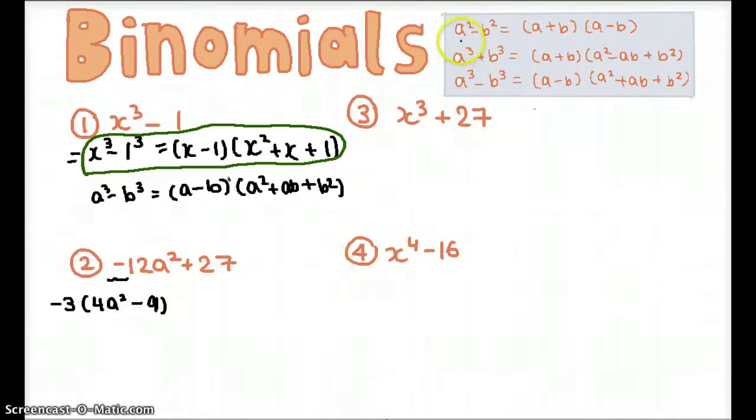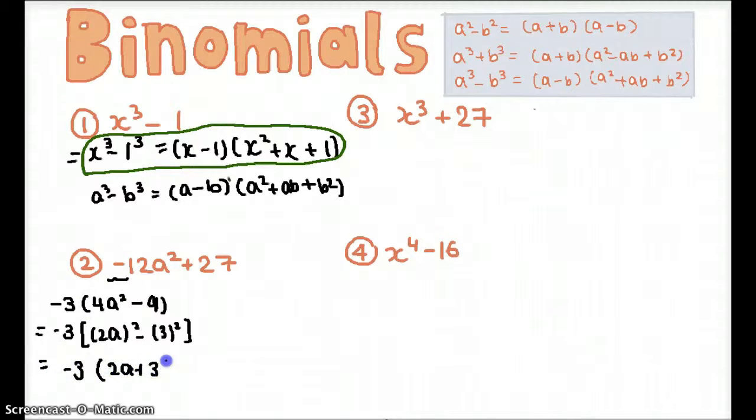And if we look right here, this follows the a squared minus b squared form because this equals negative 3 times 2a squared minus 3 squared. And so the 2a acts like the a and 3 acts like the b. So we're just going to plug 2a and 3 into the equation right here. So we get negative 3, 2a plus 3, and 2a minus 3. So that would be our answer.